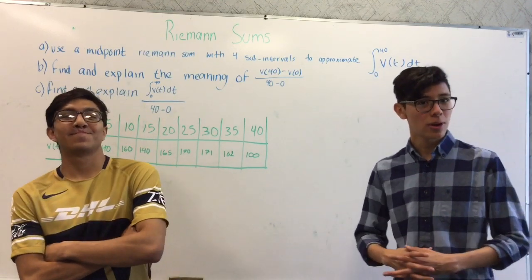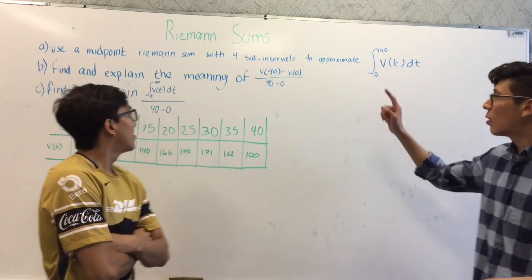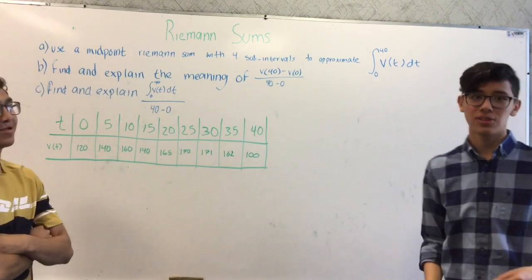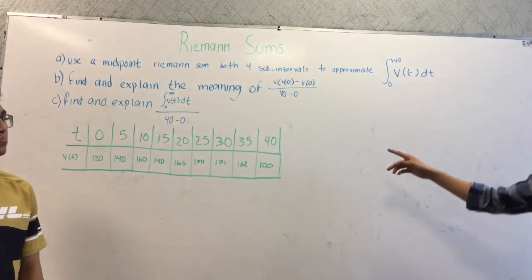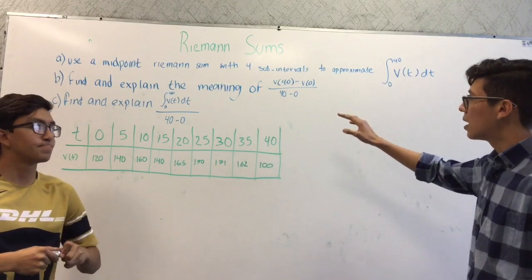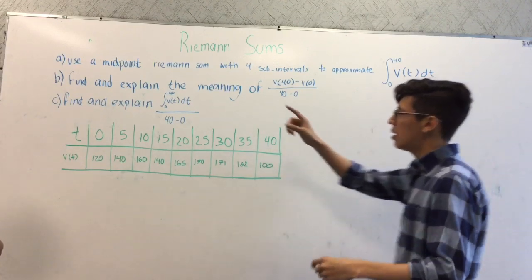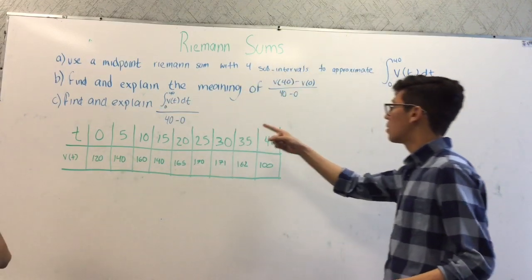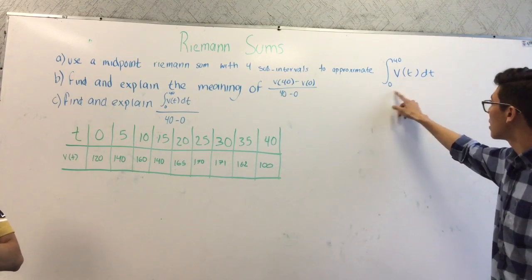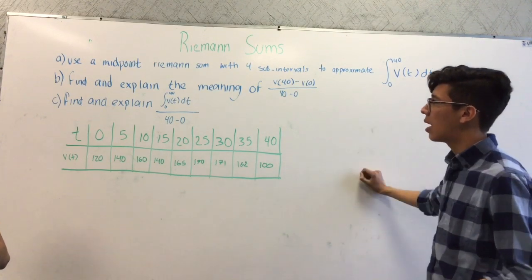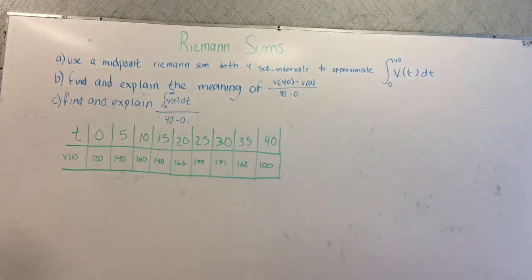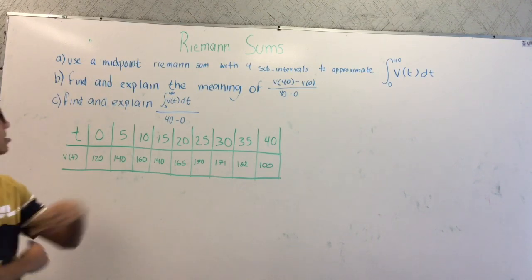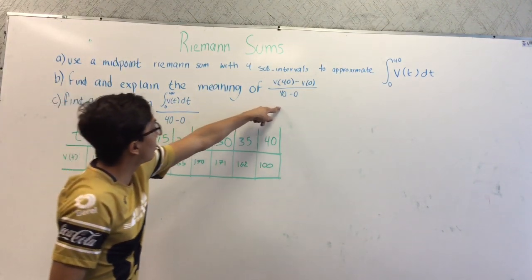And through this video, we're going to be your teachers. We're going to explain the application of Riemann sums. So, we're going to analyze the problem. In point A, the problem is asking you to get the approximation of this integral right here by using the midpoint Riemann sum. In the second step, you need to find and explain the meaning of this approximation.